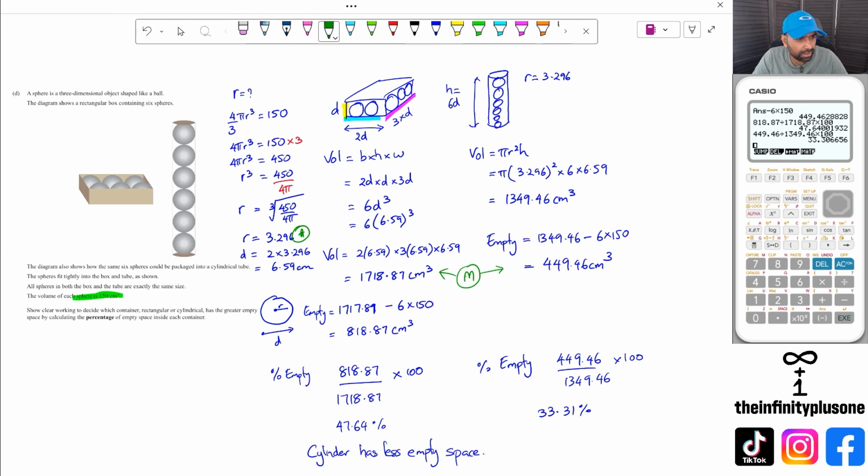Empty space in the rectangular box and cylindrical box, and correct decision made, but no reference to percentages. So let's say you compare the two empty spaces, and then from here you say that, hey, the cylinder has actually got less empty space because of the 449. You could actually get an E7, but if you actually work out the percentages and write the statement, you end up getting an E8. And I believe that's question 1, folks.